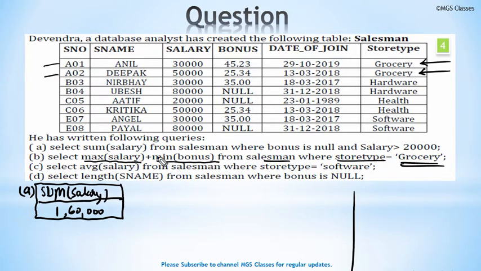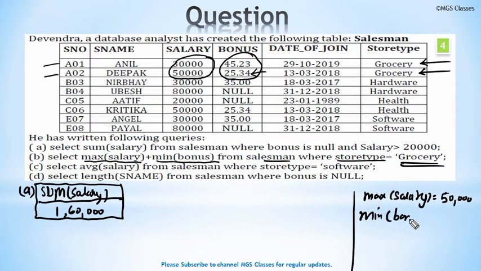Okay, now we need to add the maximum of salary and the minimum of bonus. So what will be the max function for these 2 rows? We need to calculate the maximum of salary. Maximum of salary will be between 50,000 and 30,000. Which one is maximum? 50,000 is maximum. And the minimum of bonus? Between these 2 rows, the minimum is 25.34. We need to add these 2 values, sorry, not rows, these 2 values.